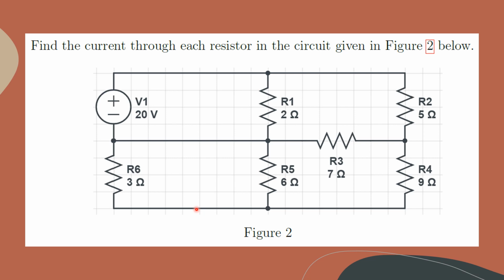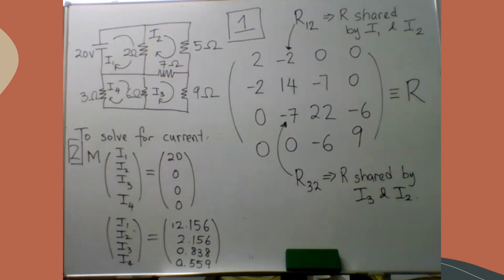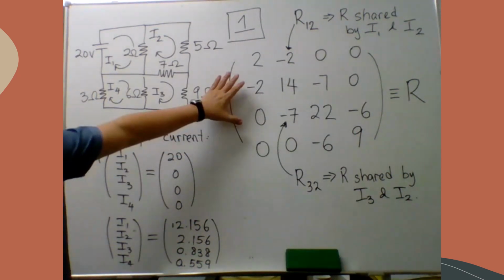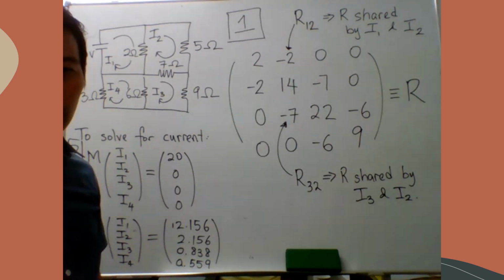So now the main issue is how to set up the matrix to represent the resistance at these 4 loops. So that is what we are going to look at in the following slide. Right, so now how we set up the matrix is going to be like this. This is the resulting matrix, but we will look at how we get this.